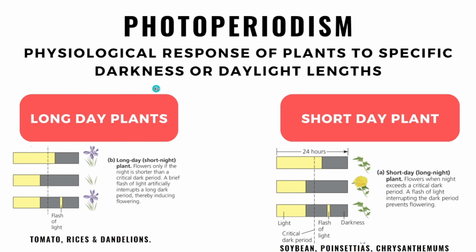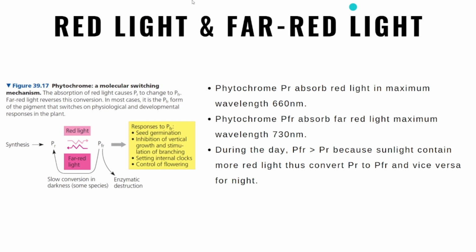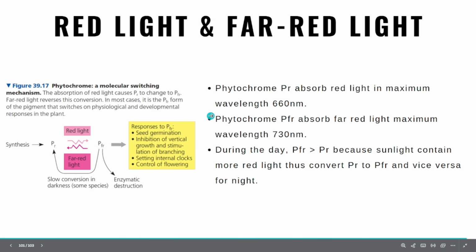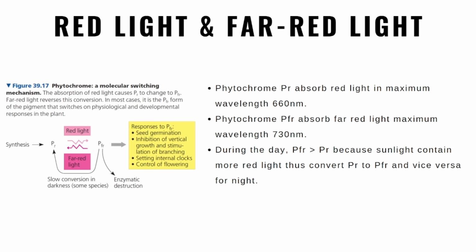That one is the flowering of plants, photoperiodism. Okay, so photoperiodism is the physiological response of plants to specific darkness or daylight lengths. Okay, so what is the difference? This is phytochrome. It's just a pigment that is found in all of the plants.